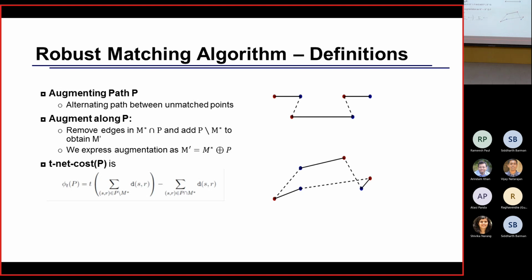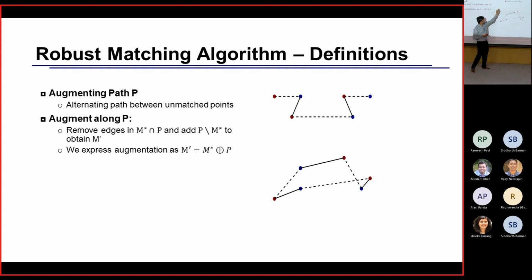It's the following quantity. If you give me an augmenting path, let's say this one on the top, the T-net cost is simply: look at all the edges of this path that are not in the matching, take their cost and multiply it with a factor T. T is some constant. Let's say for simplicity, think of T as 3. So multiply the cost of these edges by 3 and add them up, and then subtract the cost of all the edges that are in the matching.